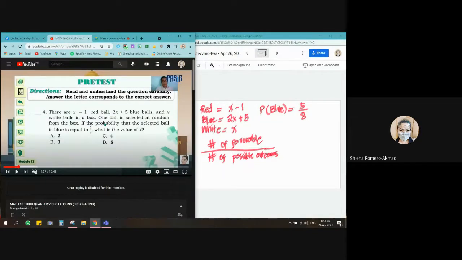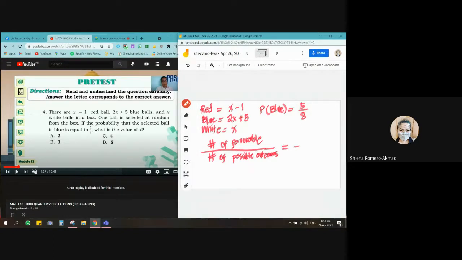So, tingnan natin paano ba makukuha yung number of favorable. Siyempre, you are going to count the number of blue. But since ang binigay lang sa atin dito is 2x plus 5, meaning yung numerator natin is 2x plus 5. Okay? Well, our denominator is yung number ng possible outcomes. Ano ba yung number of possible outcomes?